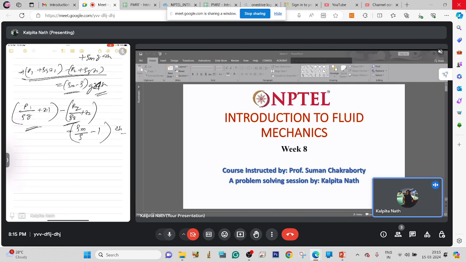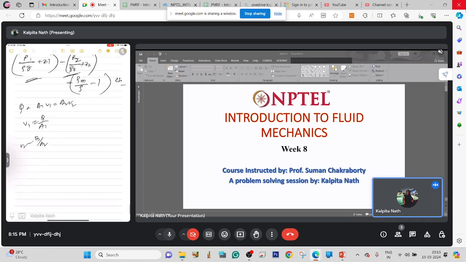If you write in terms of volumetric flow rate, Q is equal to A1 V1 is equal to A2 V2. So V1 is equal to Q upon A1 and V2 is equal to Q upon A2. Obviously this will also be equal to V2 square minus V1 square upon 2G. So this can be written as Q square upon 2G times (1 upon A2 square minus 1 upon A1 square). So this is (rho m upon rho minus 1) delta H, right? So this Q we can find out from here.